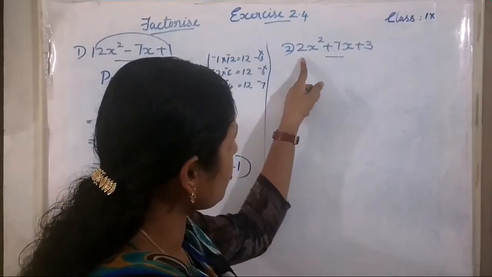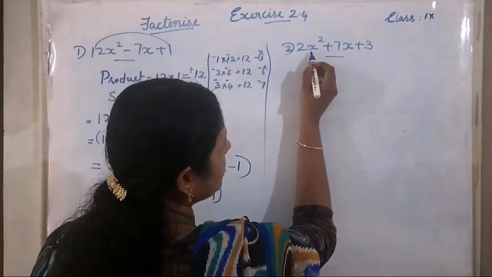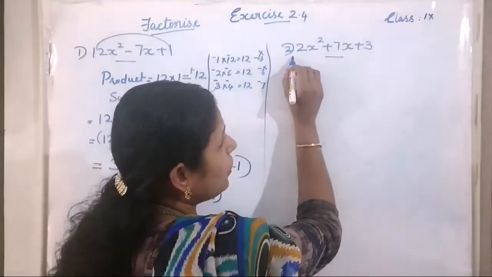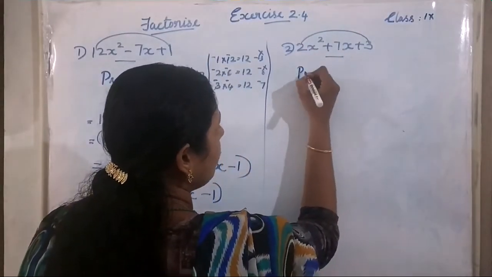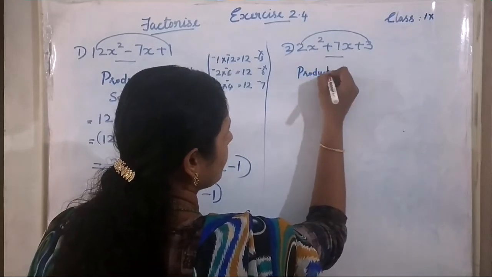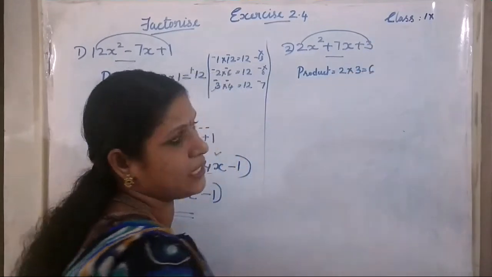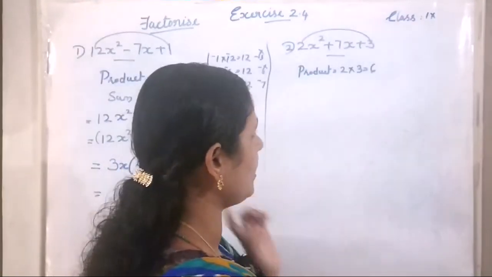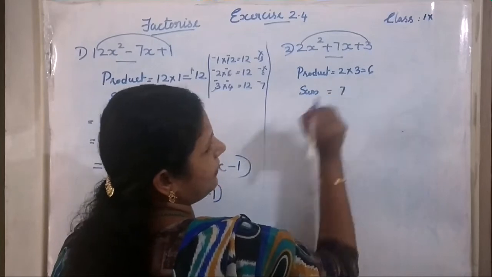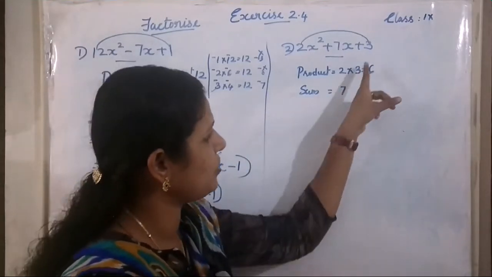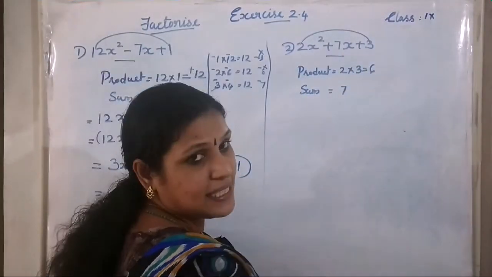Understand? Next question is 2x square plus 7x plus 3. Here we can see that the coefficient of x square is 2. So we can find the product like this. Product is 2 into 3 is 6. And the sum is 7. Each number is plus, so no need to put the plus sign here. Here 2 into 3 is 6 and sum is 7.